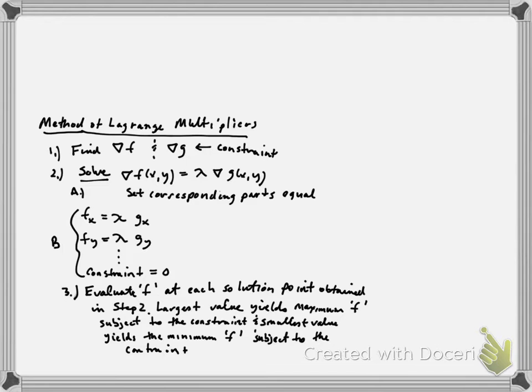The process is we're going to need to find the gradients for the f and the g. The f is the thing we're trying to maximize or minimize, and this is the constraint. I'll show you an example of that in just a second with the hyperbola, the area formula that is going to be the largest area we can get inscribed inside that ellipse.